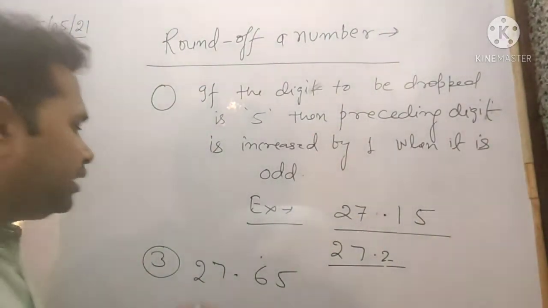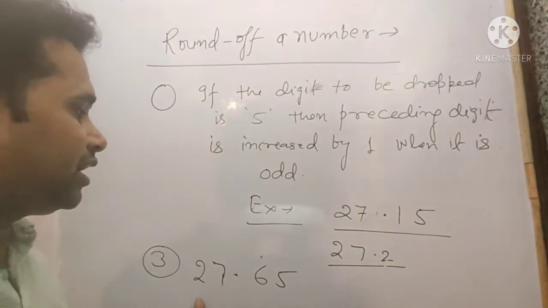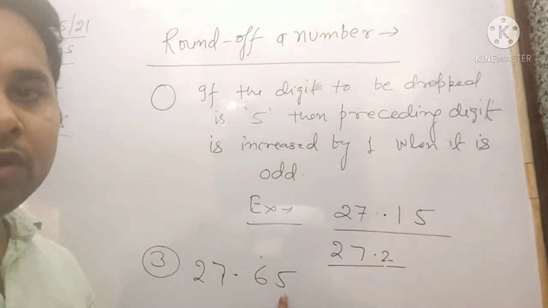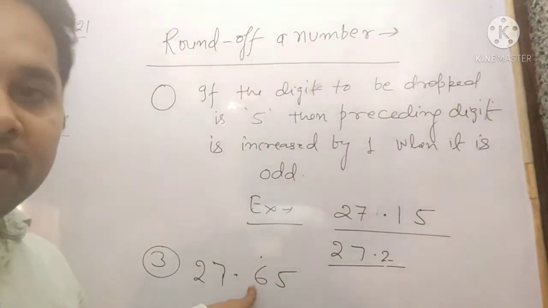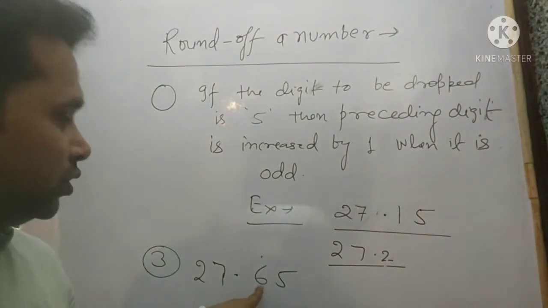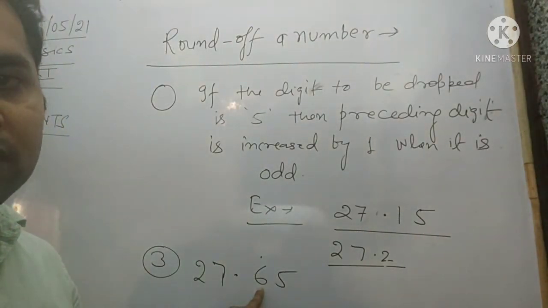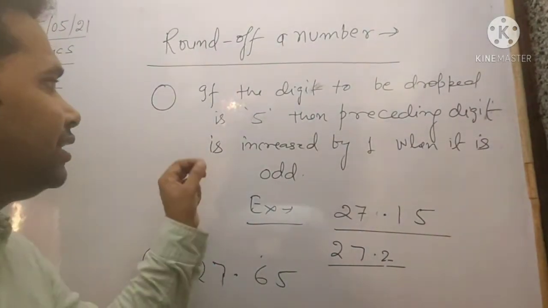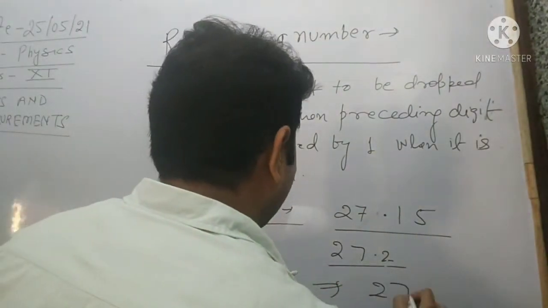So rule says that if the dropping digit is 5, मतलब आपको आंसर करना है in 3 significant figures, we have to drop the 5 now. और अगर 5 को ड्रॉप कर रहे हैं तो कह रहा है the last preceding one will remain constant when it is odd number. This is even number and 6 is an even number. 6 is an even number और even है, so we don't increase it by 1. तो आंसर इज जस्ट 27.6.